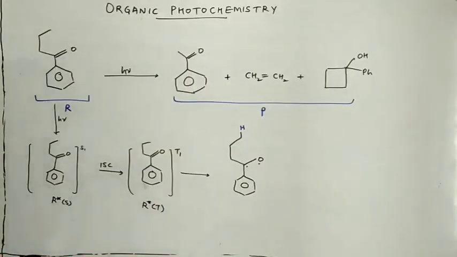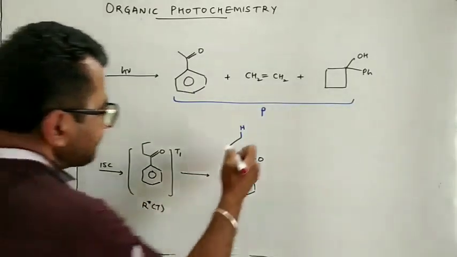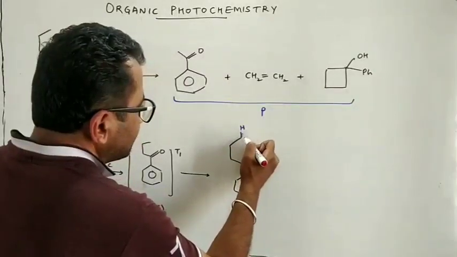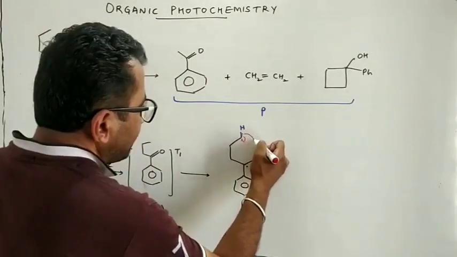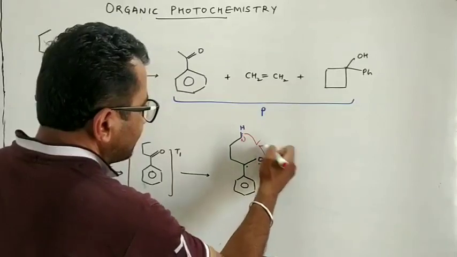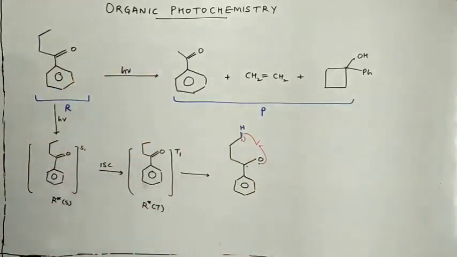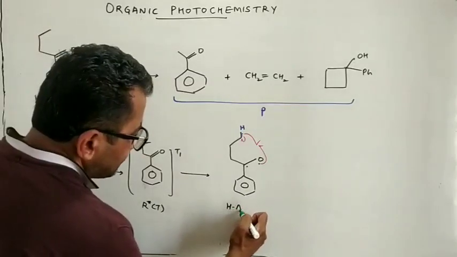So that is abstracted by oxygen. So there are 2 electrons. 1 electron moves here, 1 electron moves here, and this electron forms a bond like this. So this step involves the hydrogen abstraction.